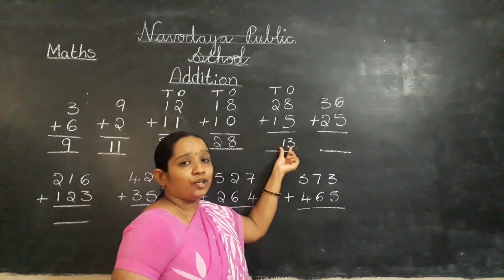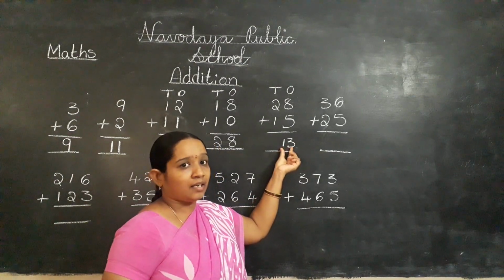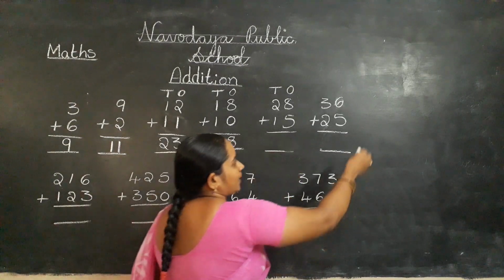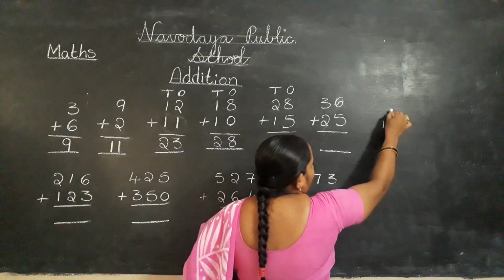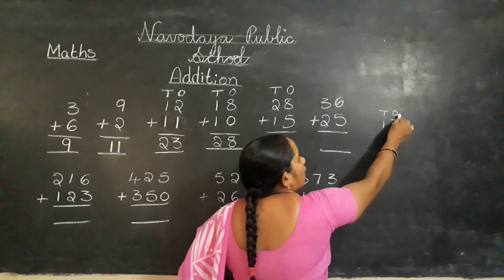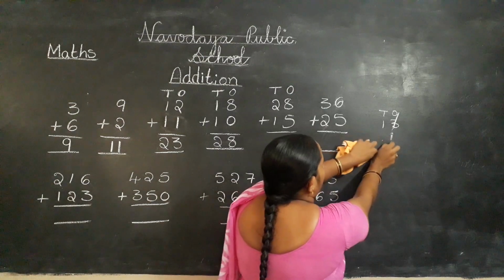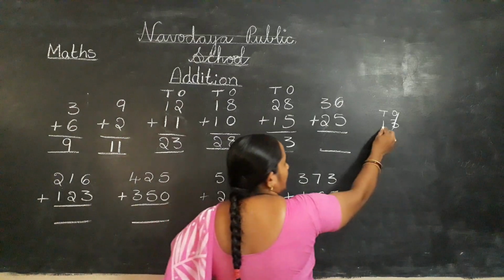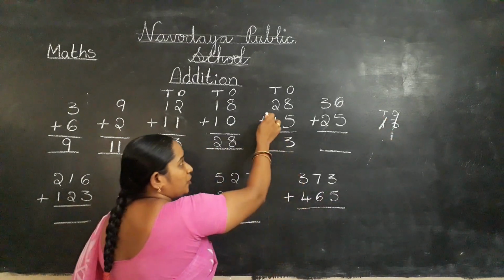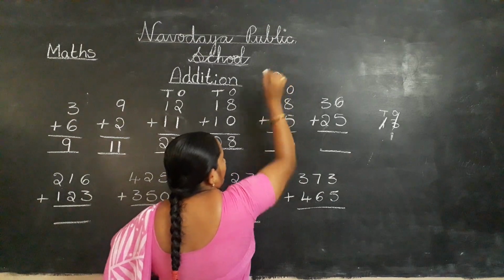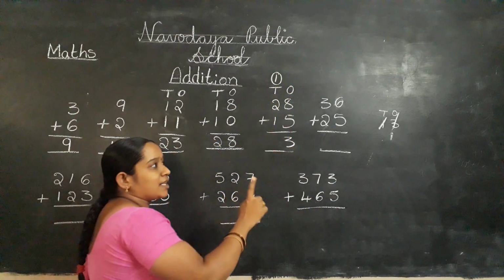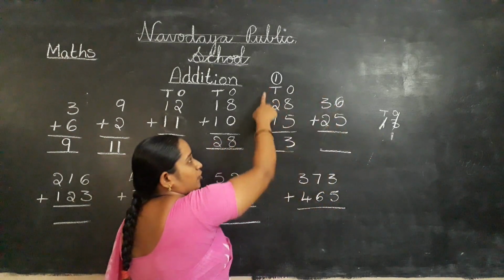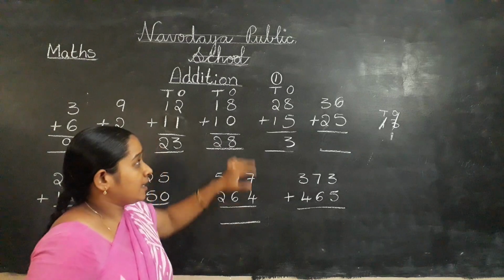But this is a 2-digit number. Is it correct to write it here? No. You have to write only 1 digit. So 13 is a 2-digit number: ones place and tens place. So write the ones place digit 3 in the answer place, and the tens place digit 1 is carried forward to the tens place. Okay children, write the ones place digit in the answer place and the tens place digit is carried forward to the tens place. Next add tens place digits.